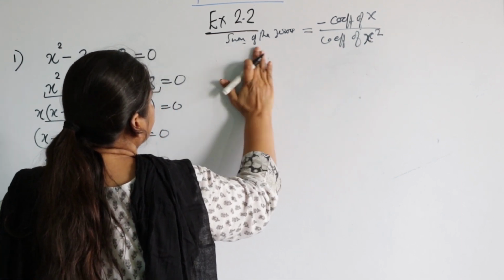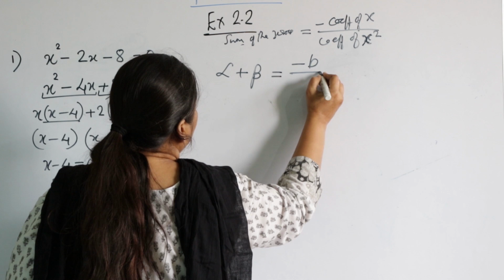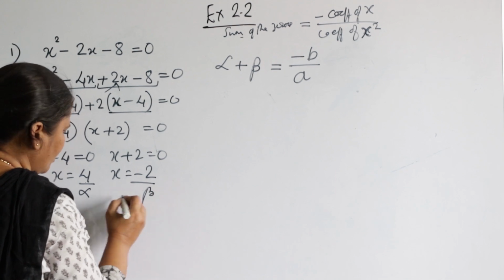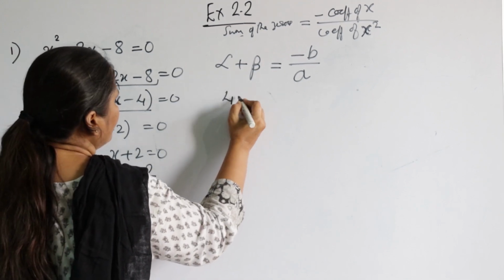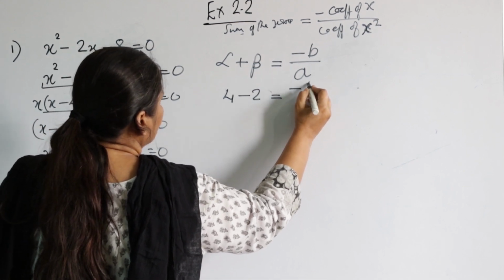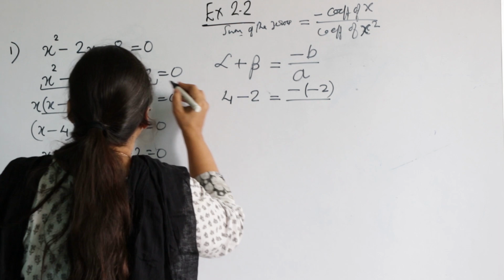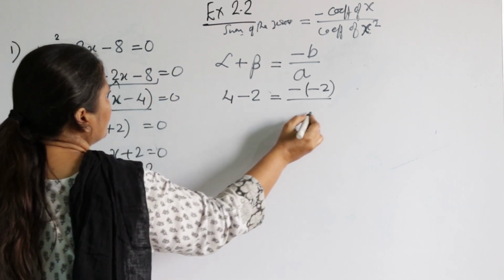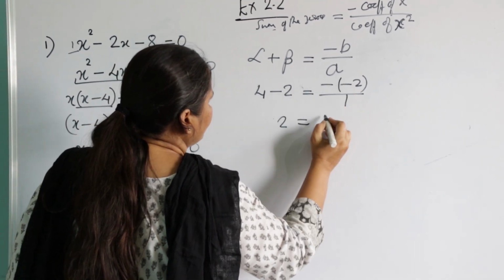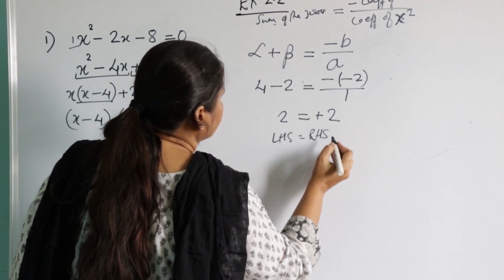So I'll just rewrite this here. Alpha plus beta is equal to minus b by a. What is our alpha? We'll call this alpha and let's call this beta. So this is 4 minus 2 equals, so minus, what is b? It is minus 2 by, what is a here for us? It is 1. So here it is 4 minus 2 is equal to 2, minus of minus 2, which is plus 2. LHS is equal to RHS, right?